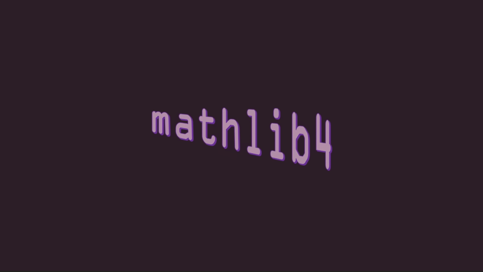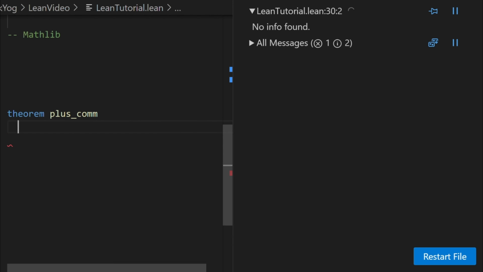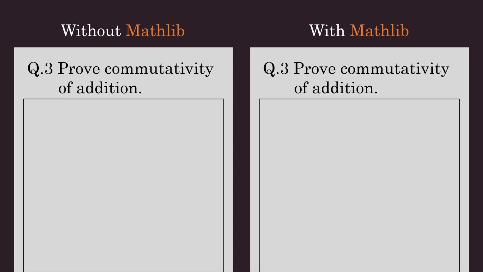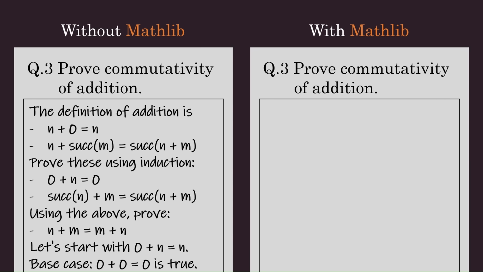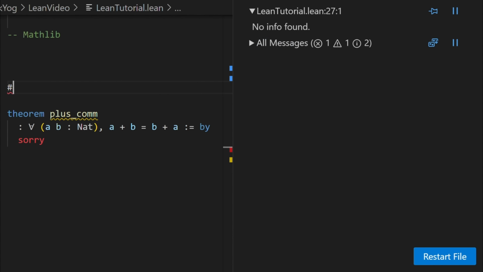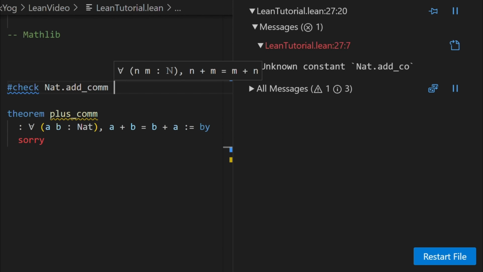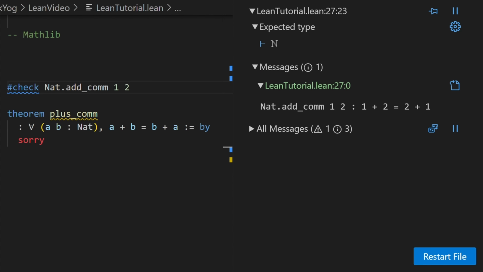The second is Mathlib, Lean's math library. Imagine trying to prove theorem plus_comm for all a + b = b + a. We don't write the complete proof for commutativity every time we need to use it. We know that someone has already proved it. Just go find it. In Lean, it's called Nat.add_comm, and it tells us that if you give it a nat a and a nat b, it will give us the proof that a + b = b + a. Giving it 1 and 2 makes it a proof of 1 + 2 = 2 + 1.